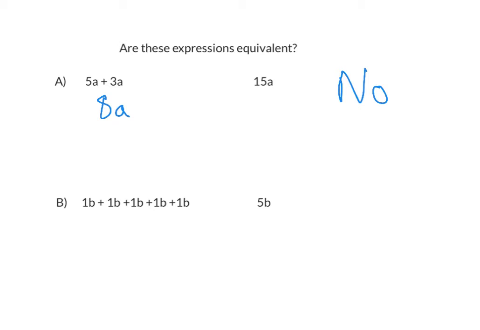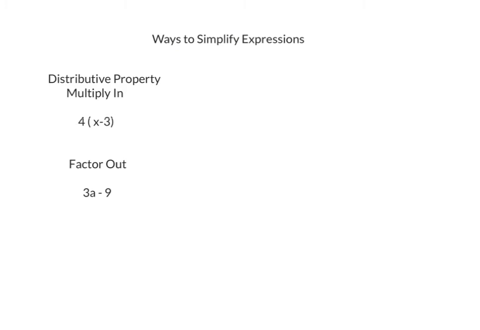Take a look at example B. Is 1b plus 1b plus 1b plus 1b plus 1b equal to 5b? Yes, in this case, these two expressions would be equal. There are 1, 2, 3, 4, 5 b's on the right-hand side that are all added together. 5b is the same thing as 5b.